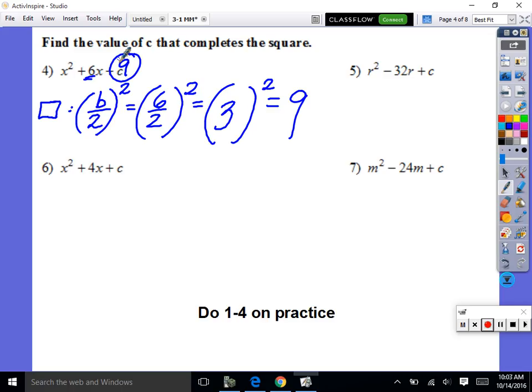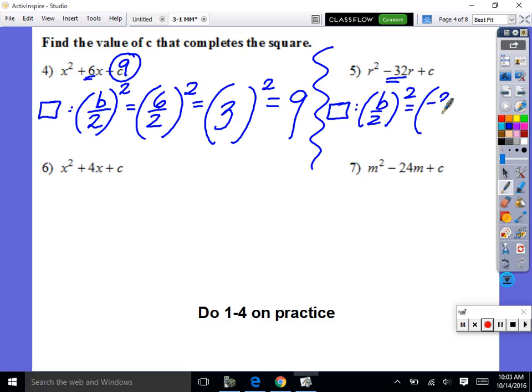So let's do number 5. It says, what value of c makes this a perfect square? We know that the square is b divided by 2, squared. We're showing our work. So negative 32 is b, right? So negative 32 divided by 2, squared. What's negative 32 divided by 2? We all have a calculator. 16, awesome. So we are doing 16 squared, which is what?